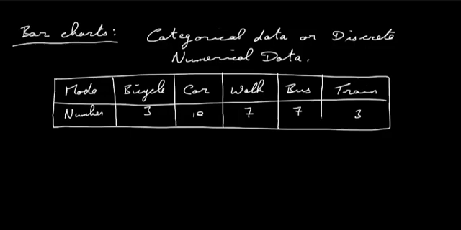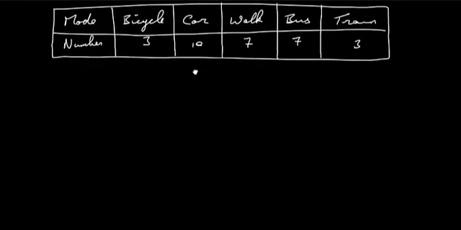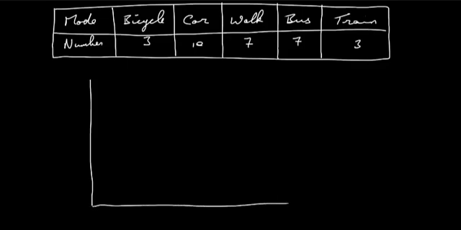This is our frequency table here. So we're going to represent this on a bar chart. I'm going to do this freehand, but when you're doing this, use a ruler to do it accurately, or do it neatly anyway. So we're going to draw a line down here to represent the y-axis, and this is our x-axis here.